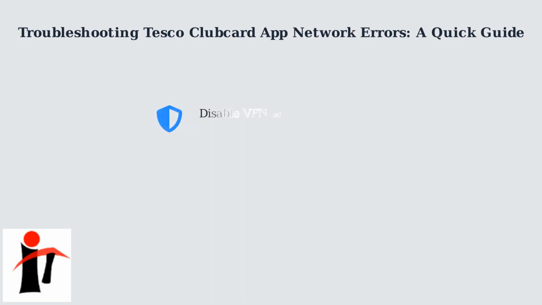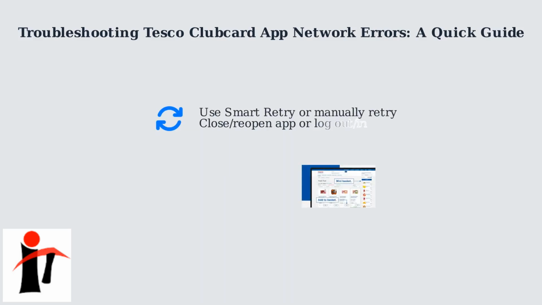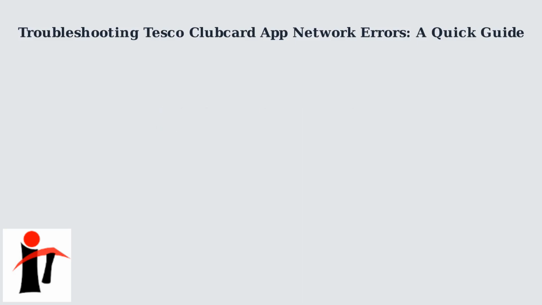If the servers are up, your VPN might be the culprit. VPNs can interfere with the app's connection to UK-based servers. Try disabling your VPN and retrying. Finally, the app itself has a smart retry feature, but manually retrying by closing and reopening the app or logging out and back in can also help.